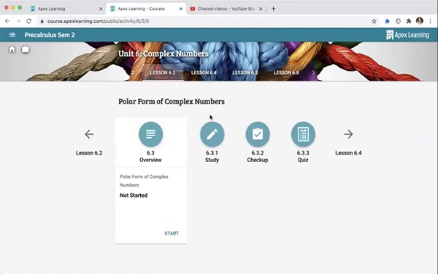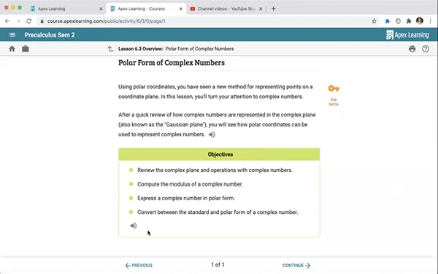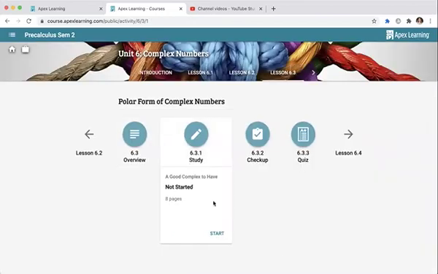Let's get rolling here. All right, so again, yesterday we introduced ourselves to polar coordinates. We introduced ourselves to polar functions, or functions on a polar graph, right? And so now we're gonna look at the polar form of complex numbers. All right, so again, we're gonna deal with complex numbers.